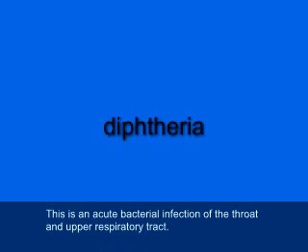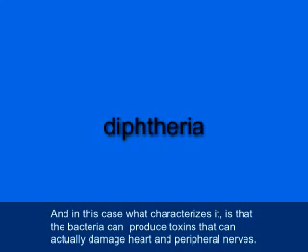Okay, and that leads us to diphtheria, and this is a little tricky to spell. It's D-I-P-H, there's this silent H in there, and then T-H-E-R-I-A, diphtheria. This is an acute bacterial infection of the throat and upper respiratory tract. And in this case, what characterizes it is that the bacteria can produce toxins that can actually damage the heart and peripheral nerves.